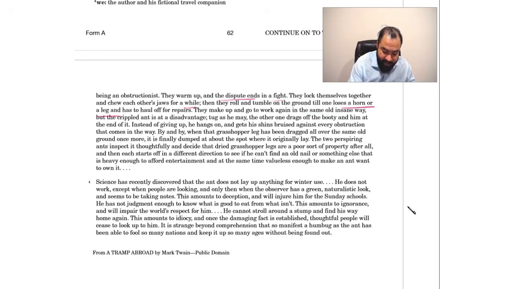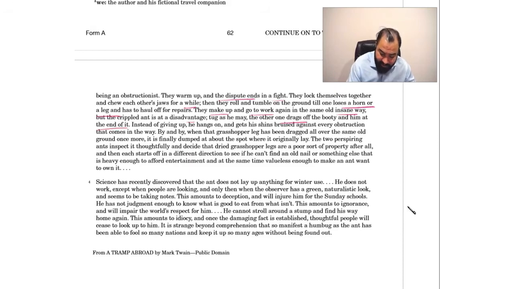Losing a horn or a leg for the ant is like being crippled. He has to haul off for repairs. Now they make up and go to work. Then they make it up, like, all right, you know what? It's fine. They go to work again in the same old insane way. But the crippled ant is at a disadvantage because, of course, he lost his leg or something. Tug as he may, the other one drags off the booty and him at the end of it. So then they drag it around.